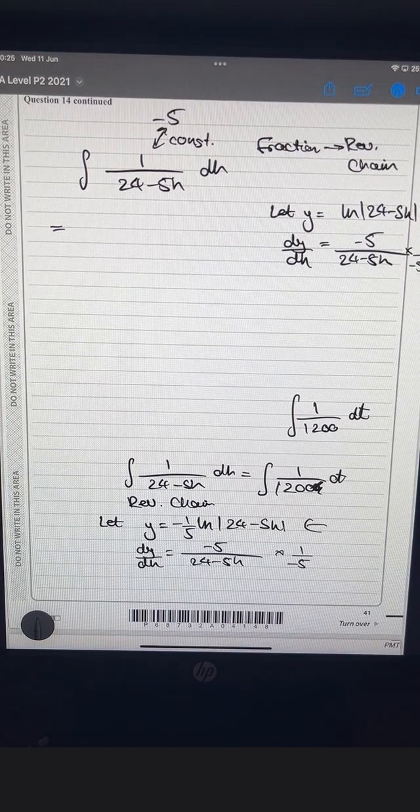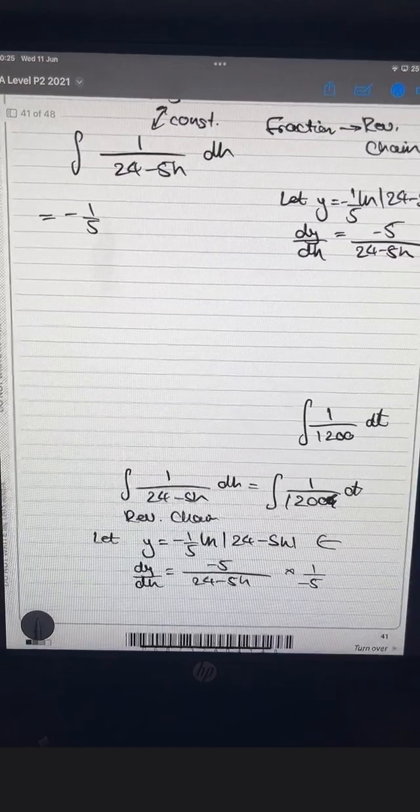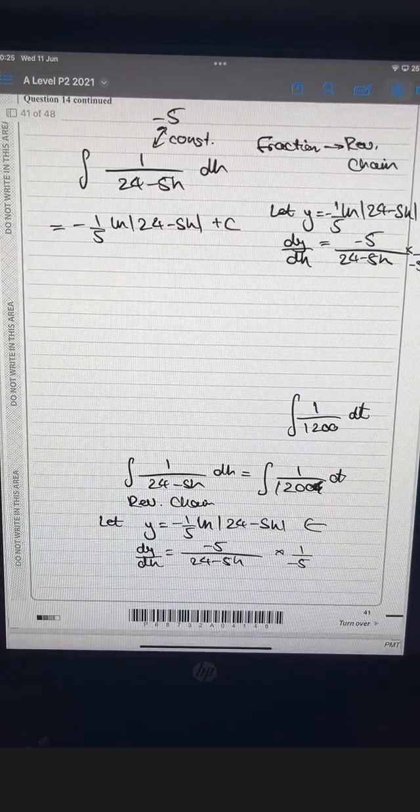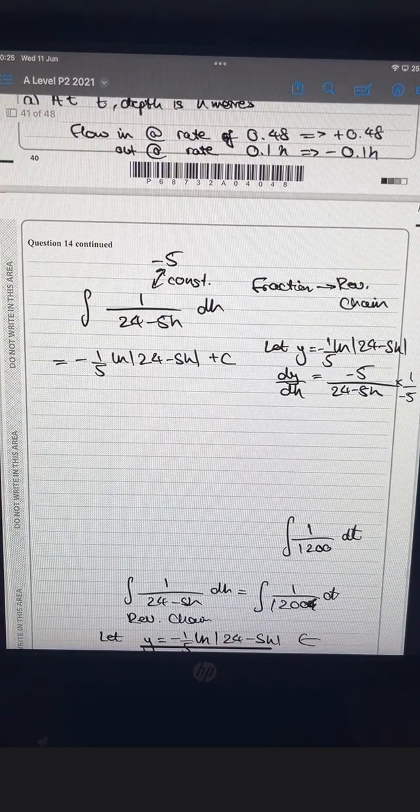So I'm just going to multiply my y by that. So that's minus 1/5 ln of 24 minus 5h plus c. So that's how you do that. This is reverse chain rule. It's in the textbook, so make sure you do some practice questions if you still struggle with that. Practice, practice, practice. That's all I can advise.